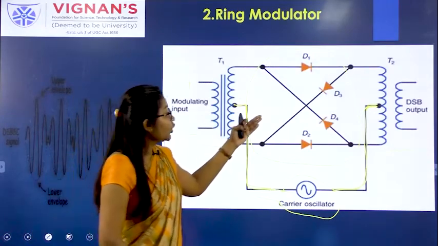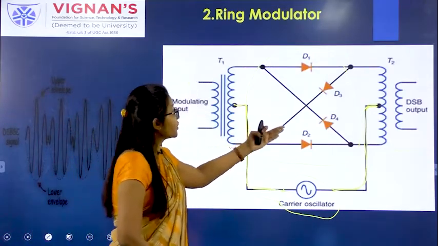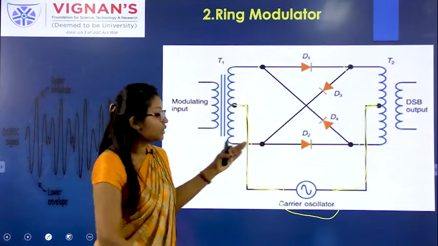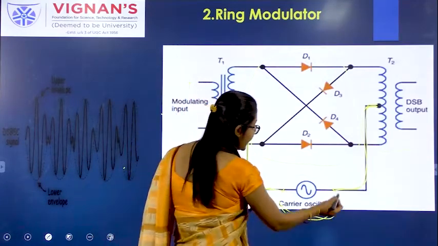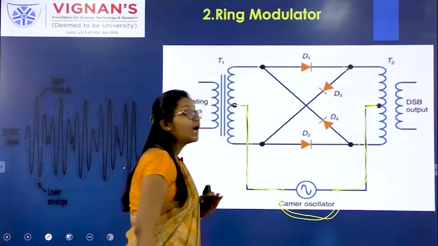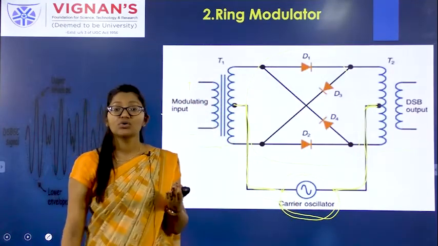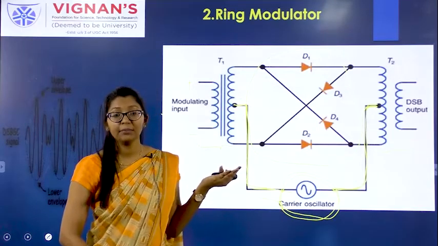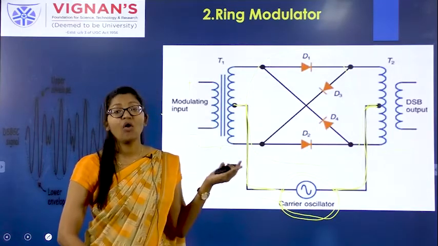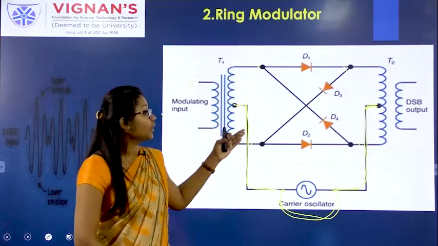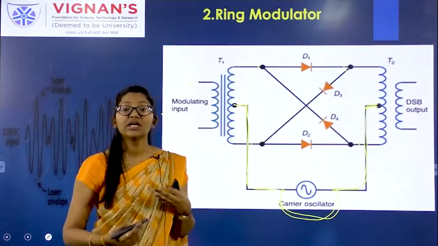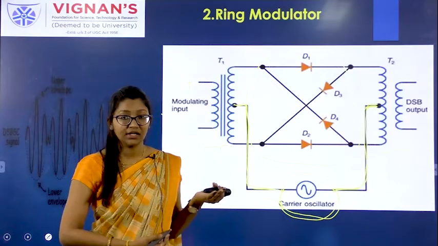These 4 diodes will work based upon this carrier signal. So what is a diode? A diode will be on and off, right? It can act as a switch, either on or off, right? How will it be dependent? It will depend on the voltage it is getting, right?